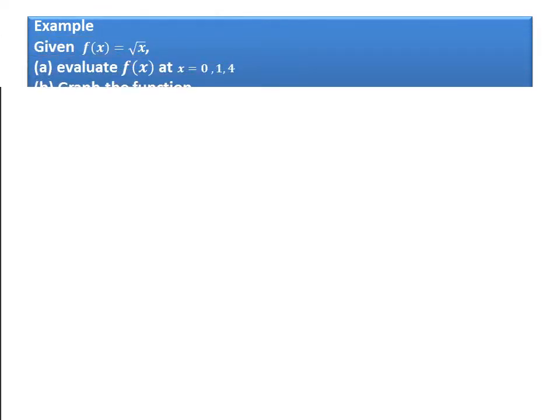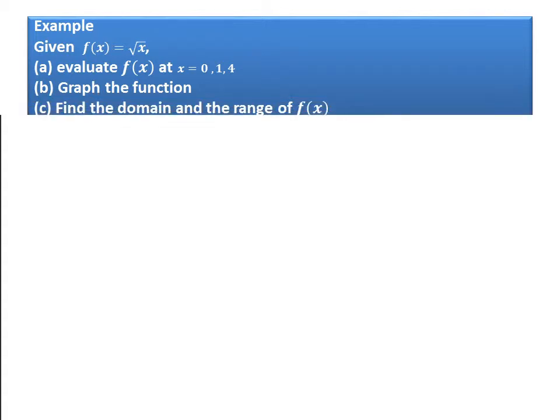Another example, given f of x is equal to square root of x. A, evaluate f of x at x is equal to 0, x is equal to 1, and x is equal to 4. B, graph the function. C, find the domain and the range of the function f of x equals square root of x.